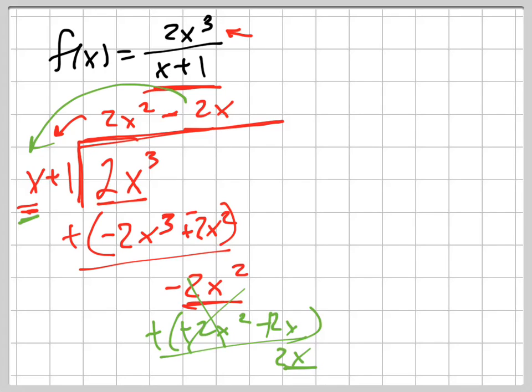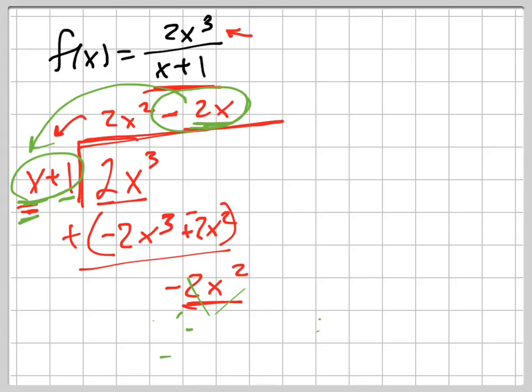Wait. How'd you get 2x? Isn't it just 2? Nope, it's 2x. Let me go back and you'll see that. 2x times x plus 1 gives you 2x squared plus 2x. When I distribute this negative 2x back in, I'm multiplying it by both of those: negative 2x squared minus 2x.